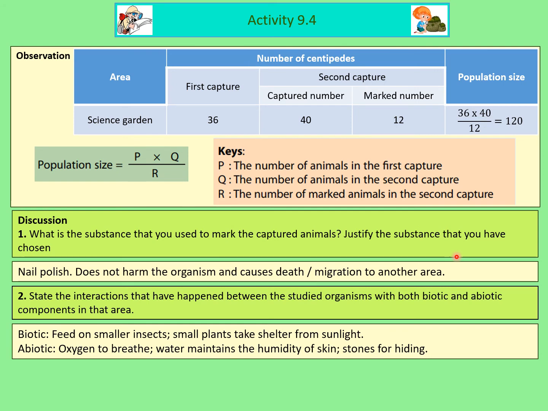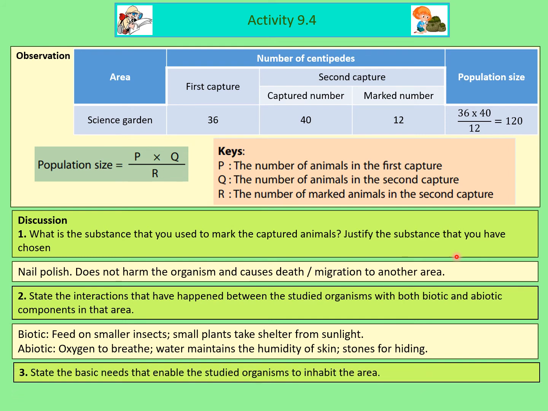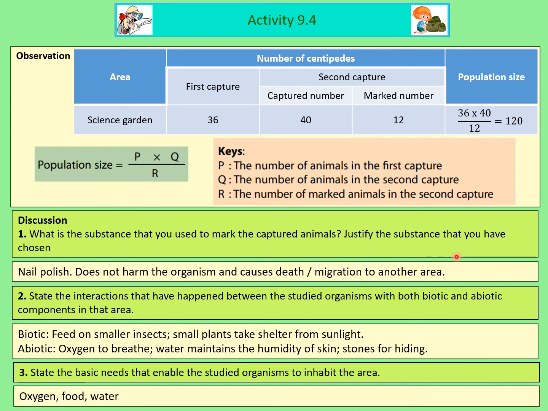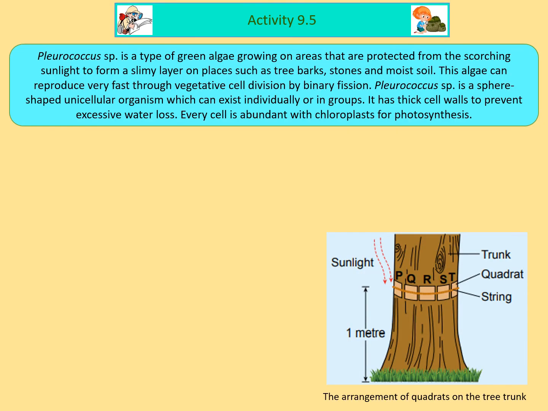Biotic: feed on smaller insects. Small plants: take shelter from sunlight. Abiotic: oxygen to breathe. Water: maintain the humidity of skin. Stone: for hiding. Question number 3. State the basic needs that enable the studied organisms to inhabit the area: oxygen, food, and water.